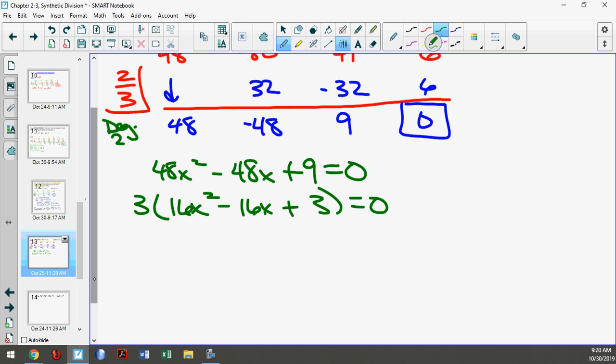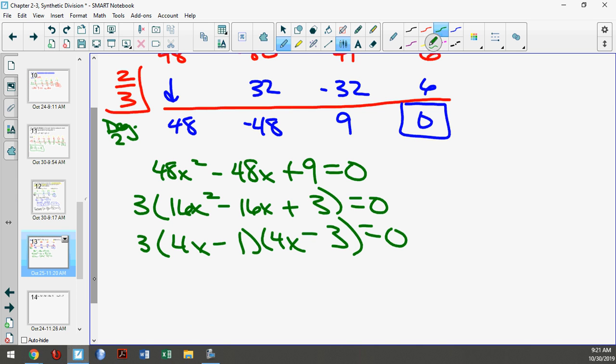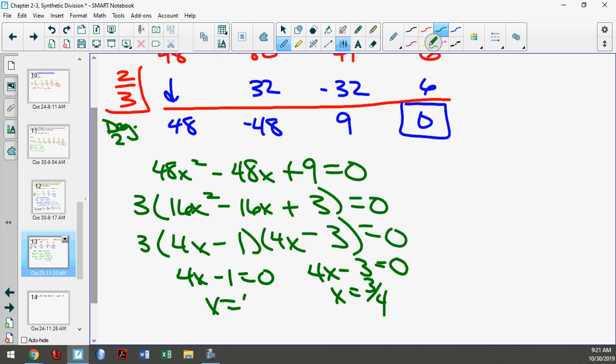Now I'm going to break this down into two binomials, if at all possible. So that's going to be a 4x and a 4x, 3 and a 1. I have to have a positive 3, so that gives me plus, plus or minus, minus. If I'm going to add them, that's going to be minus, minus. Inner gives me a 4x, outer gives me a negative 12x to give me a negative 16x. So 4x minus 1 equals 0, and 4x minus 3 equals 0. So x is equal to 3/4, and x is equal to 1/4.